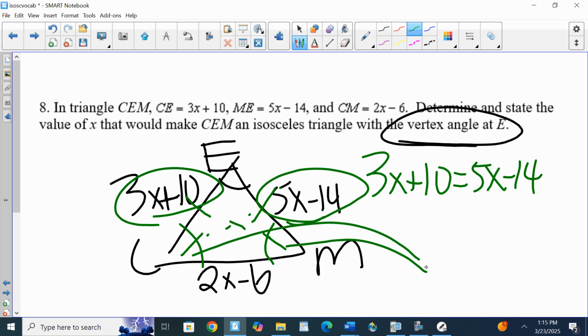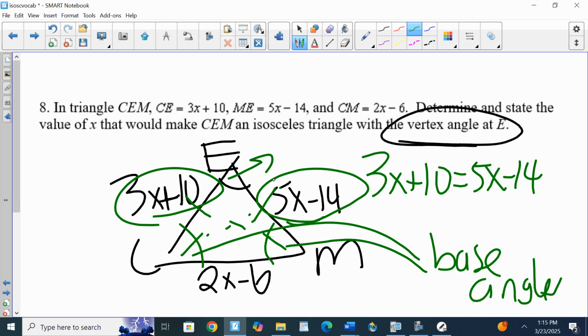Your congruent angles are your base angles. Your non-congruent angle is your vertex angle. And really from there, it's just understanding your rules of your triangles and congruence in general.